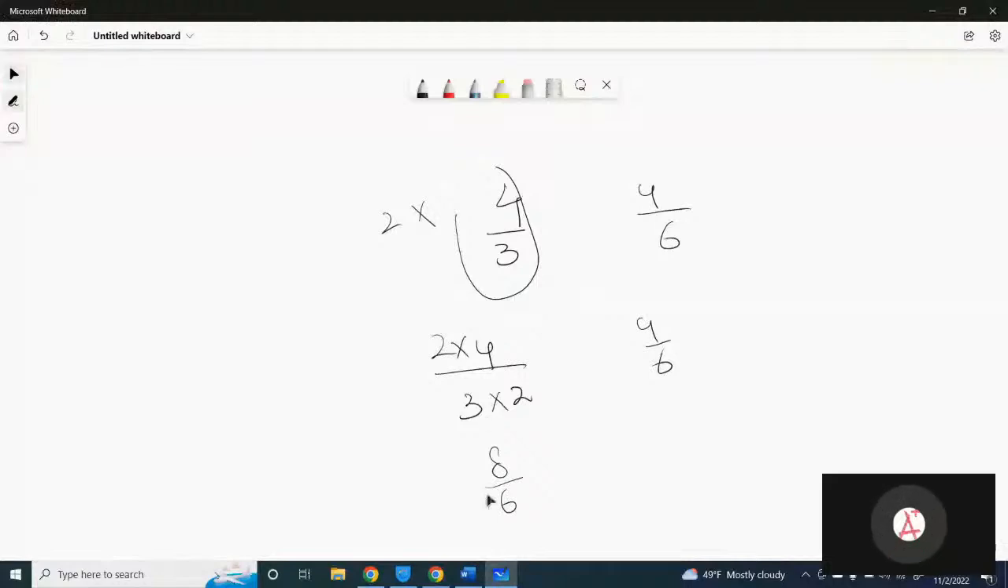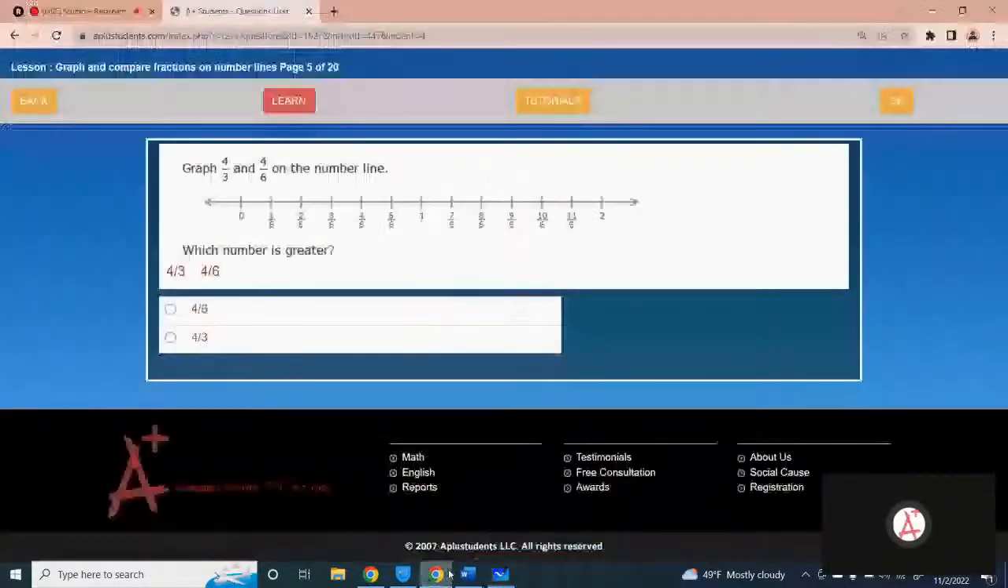So just plot them on the number line. So the number line is, here you have 4 over 6 and here you have 8 over 6. So which one is greater? Obviously 8 by 6 is greater. Either you can say 4 by 3 is greater. Got it?